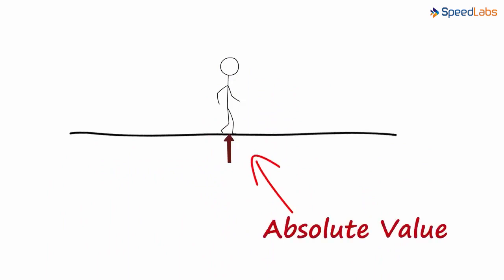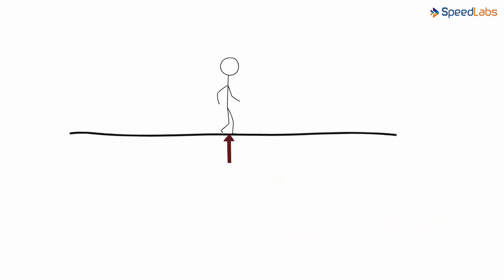Assume you're standing at a particular point on the road. Say this point. With this example, we aim to understand a practical application of absolute value. Anyway, towards your right is the east and towards your left is the west.